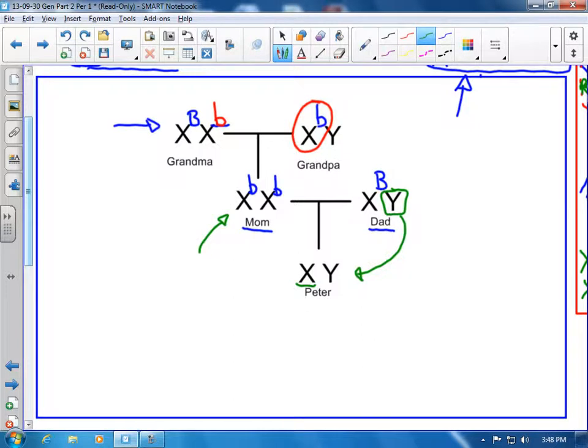Since Mom only has X little b's to offer, either that one or that one, it really doesn't matter, because Peter will receive an X little b. If that's the case, Peter clearly is color blind.